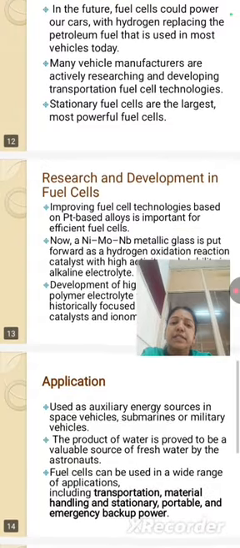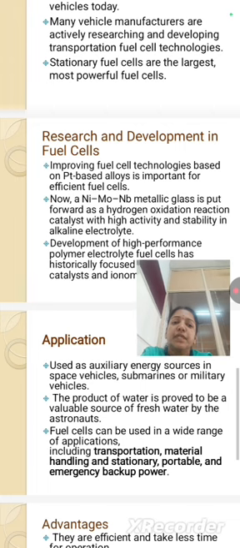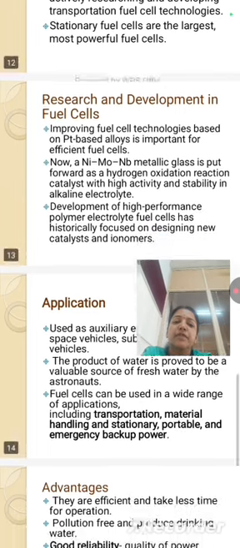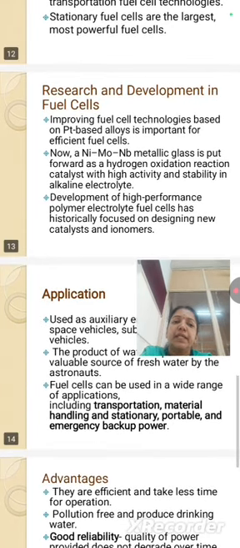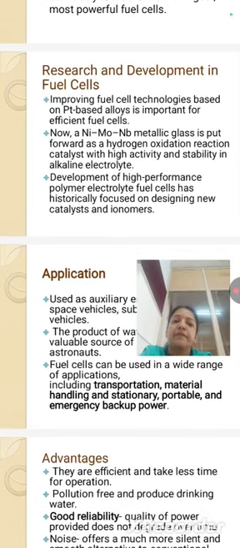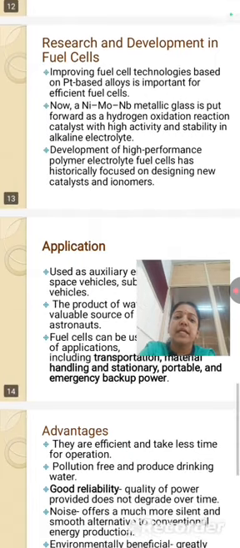Next, research and development in fuel cells. First, improving fuel cell technologies based on platinum-based alloys is important for efficient fuel cells. Now, a nickel molybdenum niobium metallic glass is put forward as a hydrogen-oxygen reaction catalyst with high activity and stability in alkaline electrolyte. Next, development of high-performance polymer electrolyte fuel cells has historically focused on designing new catalysts and ionomers.